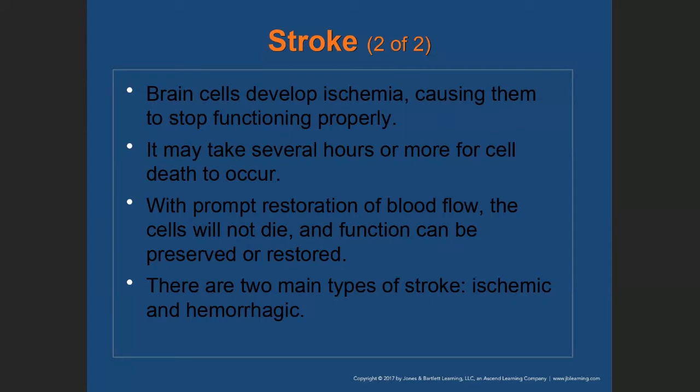So there are two main types of stroke: ischemic, which is the one that is as a result of a clot, and hemorrhagic stroke is the one in which a blood vessel ruptures. High blood pressure that's uncontrolled can lead to that, especially if the person is drinking heavily.